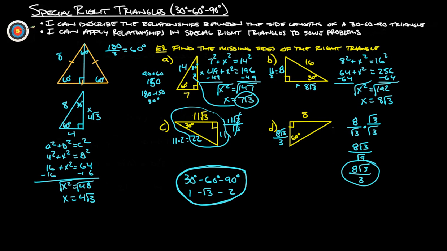Okay? And we know that this side here is going to be twice that. So we're going to go 2 times 8 root 3 over 3, which is going to give us 16 root 3 over 3. And we'll call that good as well. So now we have all 3 sides of our 30, 60, 90 triangle. Okay? We'll always follow this lovely ratio of 1, root 3, and 2.